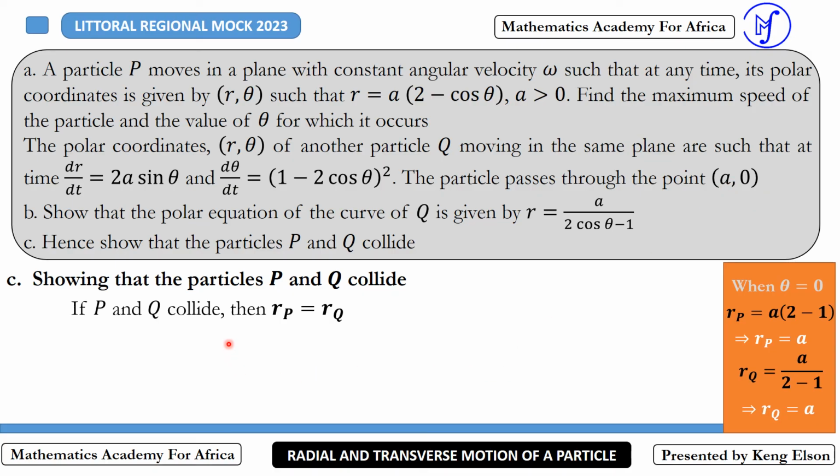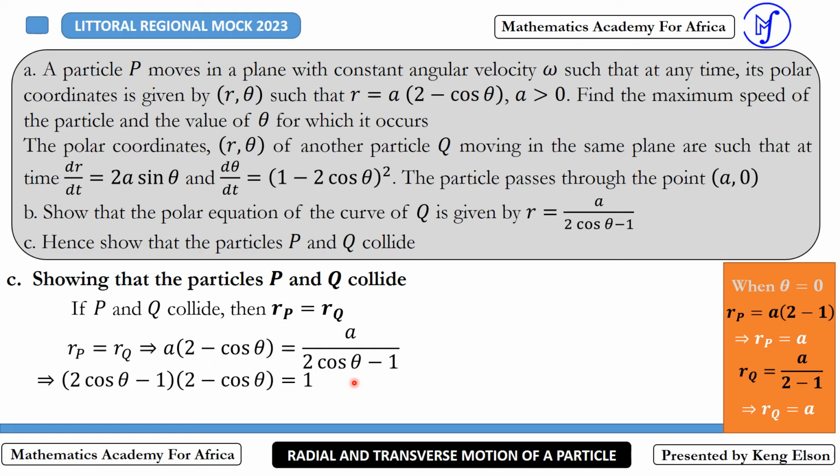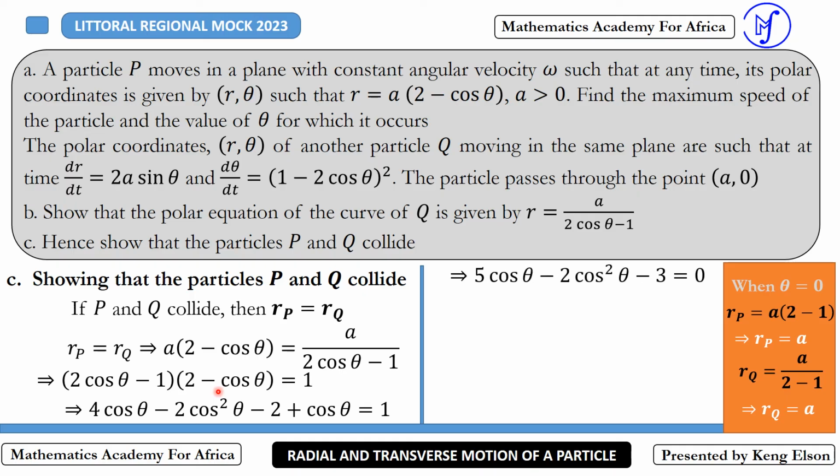If these two particles collide, therefore it means that r_P is equal to r_Q. Now r_P being equal to r_Q means that r_P, which is A times (2 minus cos theta), is equal to r_Q, which is this. Now you see that the A cancels on both sides, and then we can cross multiply. We expand the left hand side of the equation, we bring like terms together, and then we get a quadratic in terms of cos theta. We can divide all through by the negative sign, and we arrive at 2 cos squared theta minus 5 cos theta plus 3 is equal to 0.